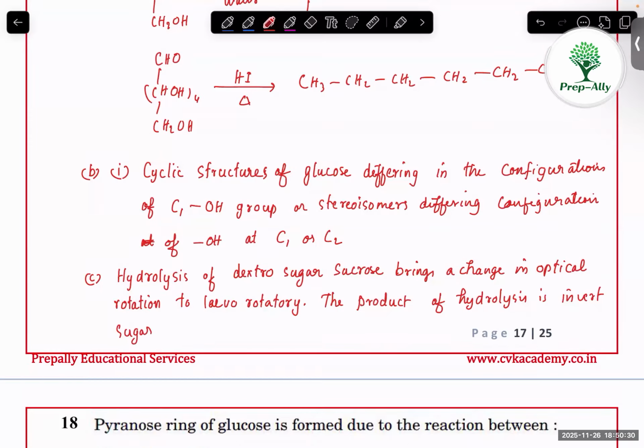Just the key point you need to remember: hydrolysis of sucrose will change its optical rotation from dextro to levorotatory. Or you can also write dextro means positive to negative. Or simply you write rotation, because in chemistry there is no difference, rotation means optical rotation only. So three points: hydrolysis of sucrose, change in optical rotation from positive to negative or dextro to levo, and the product is called invert sugar.